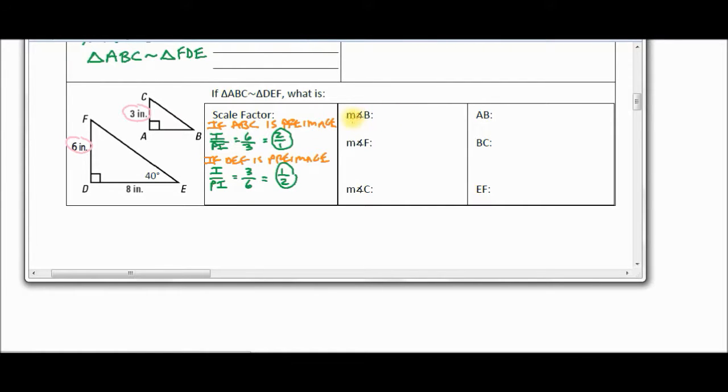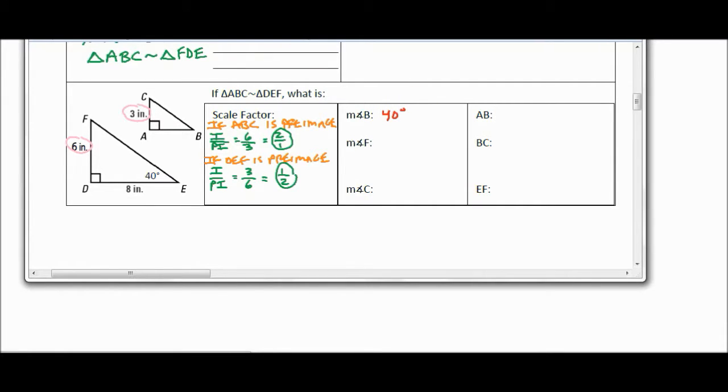All right, the first question is, what is the measure of angle B? Well, class, take a look. B, which is in the second position here, corresponds to E. That means whatever E is, B has to be. So those two are in the second position. E is 40 degrees. That means the measure of B must also be 40 degrees.